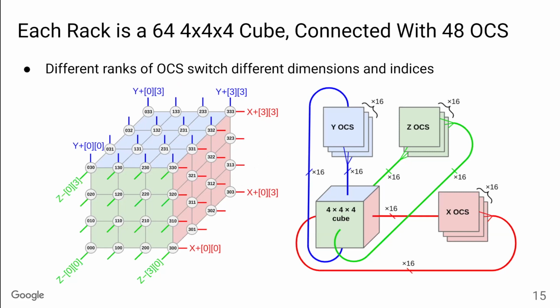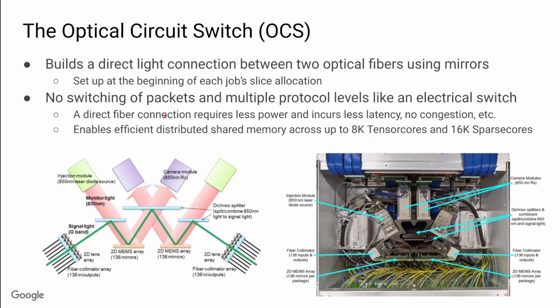There's no switching of packets in the optical circuit switch. This is just literally a circuit switch network done by optics. This is better for power, but it's really better because we don't add any latency and congestion that we would get in terms of a normal switch.